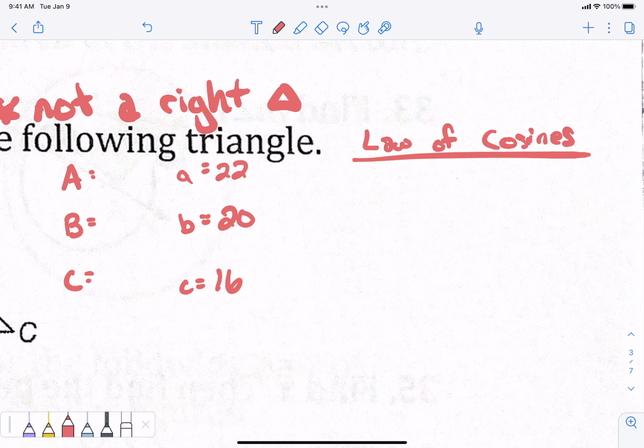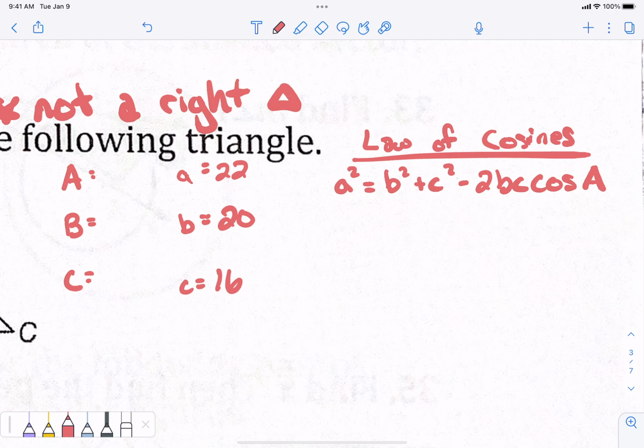Okay, law of cosines, here it is. A squared equals B squared plus C squared minus 2BC times cosine of capital A. Okay, I'll give you a second to write that down. And we know lowercase a, lowercase b, lowercase c. So I know these things right here that I can plug in, and the thing that I'm going to try to find is capital A.